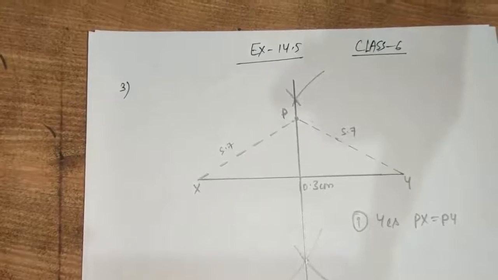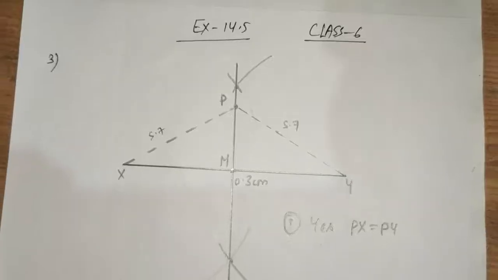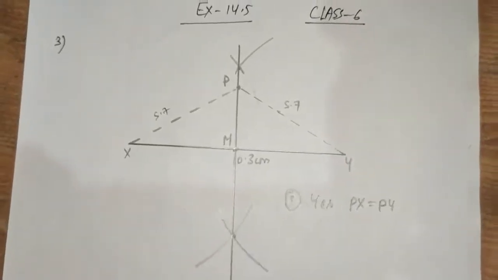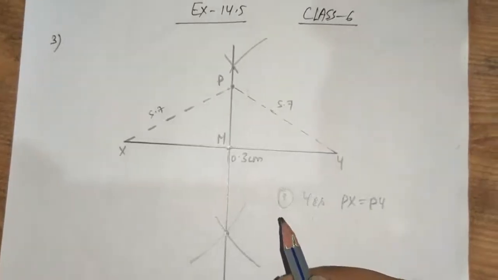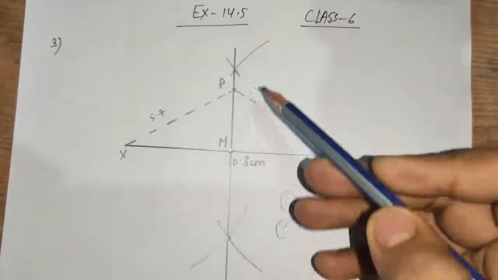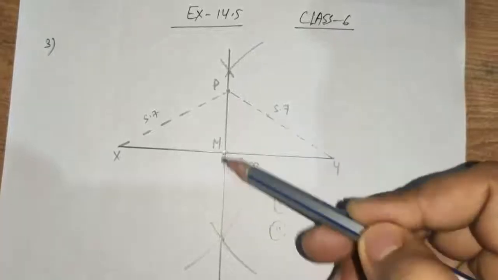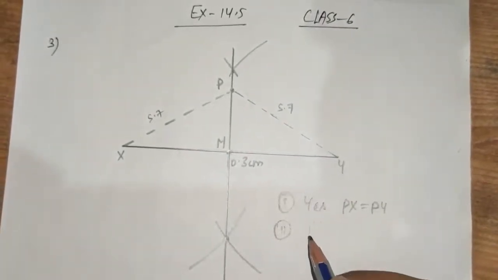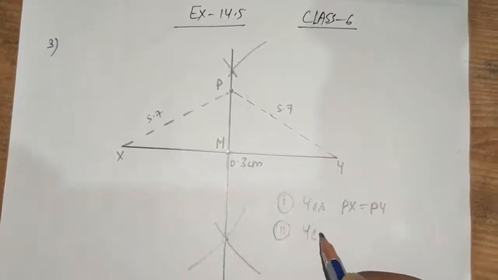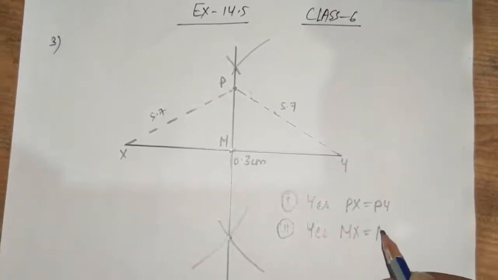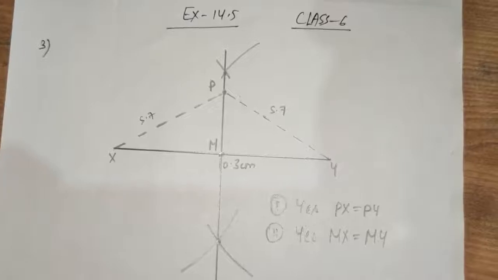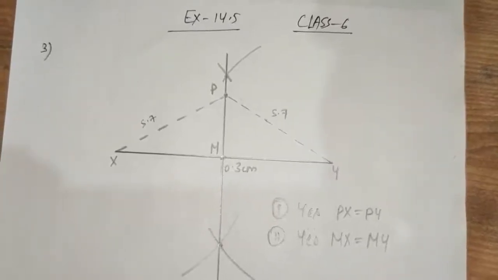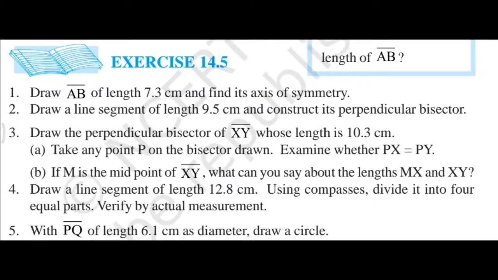And then the other part: it is written M is the midpoint of the line. So definitely, whenever this is a perpendicular bisector, this means it will divide XY into two parts. So definitely MX is equal to MY, and when we measure it, they are also equal.